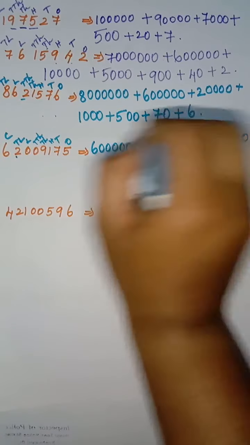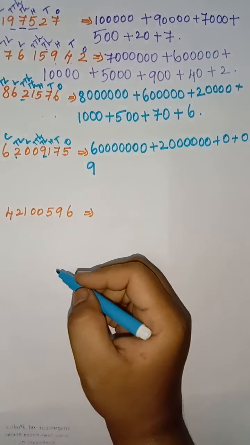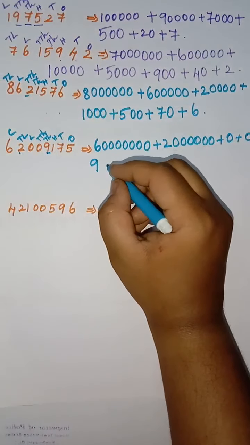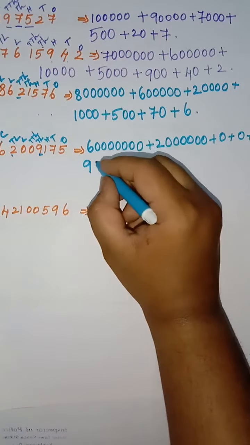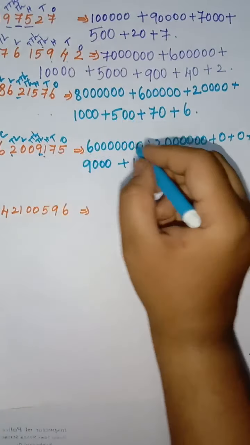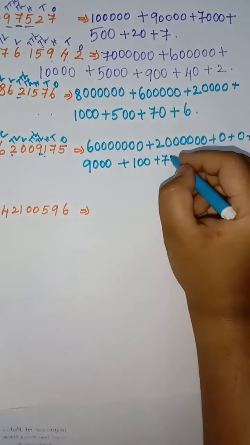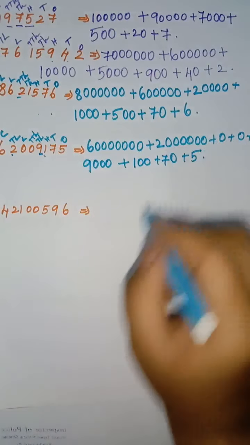Then plus 9. So for 9 what they have given? 1000. So 1000 means how many 0? 3 0. So 1 2 3, that's all. So then for 1 they have given us 100. For 7 they have given us tens, that is only 1 0. Then the remaining 5. Clear?